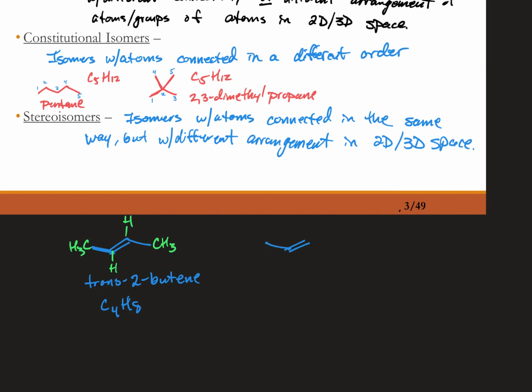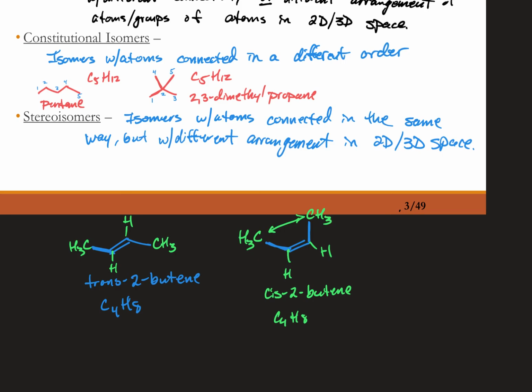However, if I draw this, and now the hydrogens will be down there, and the 2 methyl groups coming off of the double bond don't connect through it like it did in the trans-2-butene. This one is actually called cis-2-butene, but they have C4H8. They both have the same chemical formula.